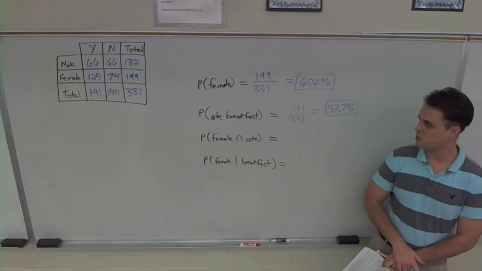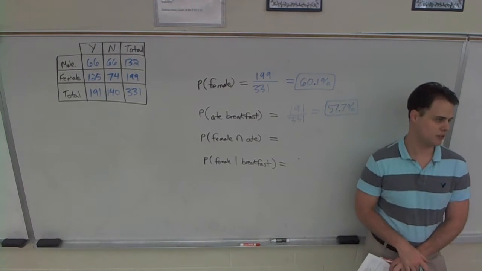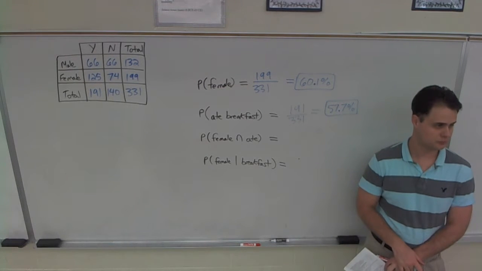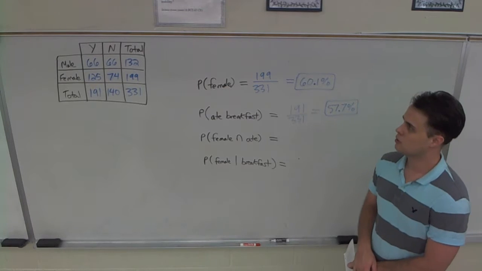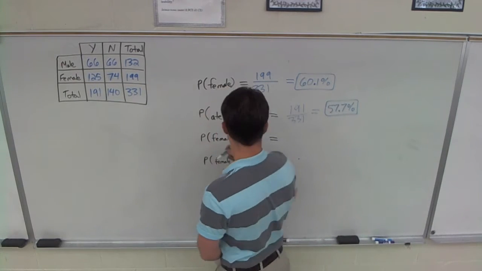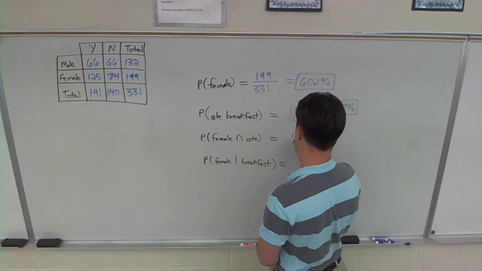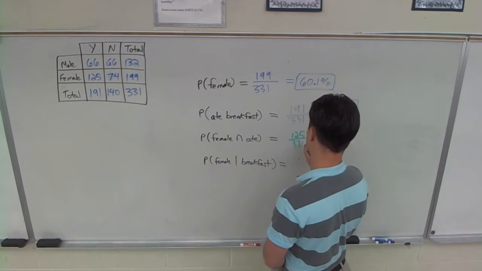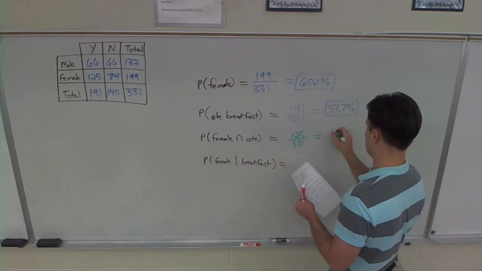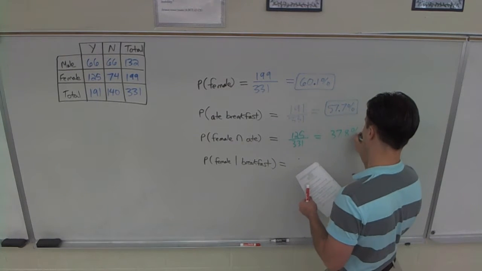Okay, what's the probability they were female and ate breakfast? Where should I look in the table for that? Female and ate breakfast is here, right? So that's 125 out of the total. Still pretty easy, that's about a third. It's about 37.8%.